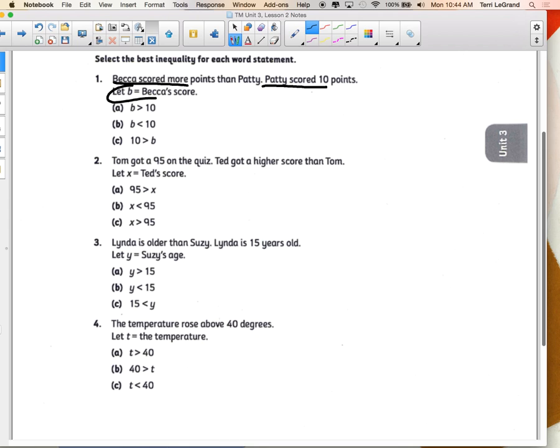Let B, they've already picked our variable for us and described it. B is Becca's score. And they typically do this in algebra. They pick a variable that a first word starts with, or the first letter of a word. So in this case, it's Becca. So they chose B for the first letter of her name. So if Becca scored more points than Patty, and Patty scored 10 points, and B is Becca's score, which of these 3 inequalities would be the correct one? So we are going to go with Becca's score is to be more than 10. So it looks like it's right away the first one.